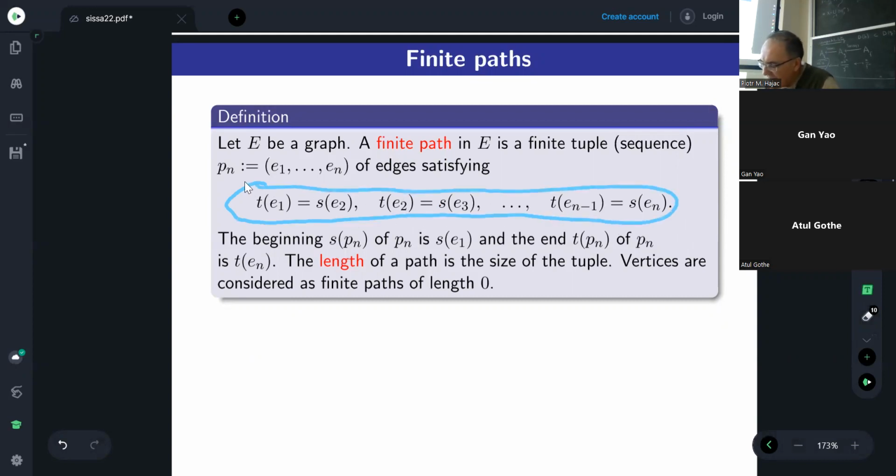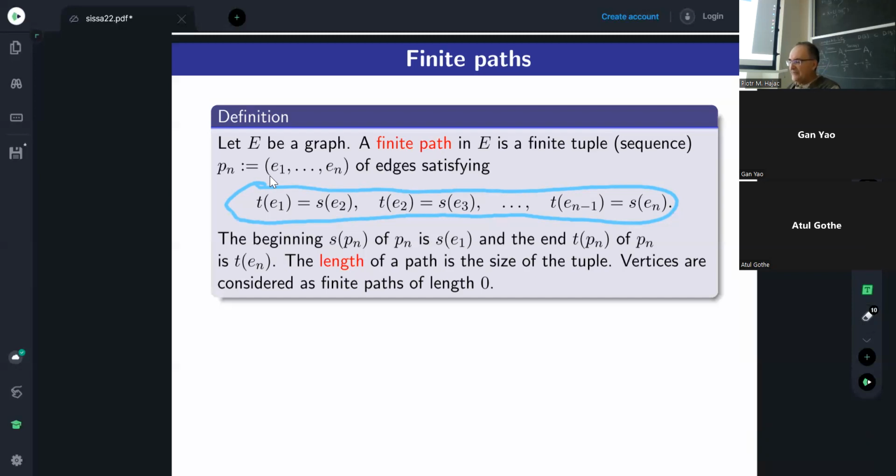Okay? So t of e1 must be s of e2. The end of e2 must be the beginning of e3, and so on and so forth. So this is what you call a path, a sequence of edges with this property, that the adjacent edges share a common vertex. And now you can very easily extend the source and the target maps from edges to all finite paths, simply by saying that the beginning of a path p is the beginning of its first edge, and the end of the path p is the end of its last edge. So this is what is written here.